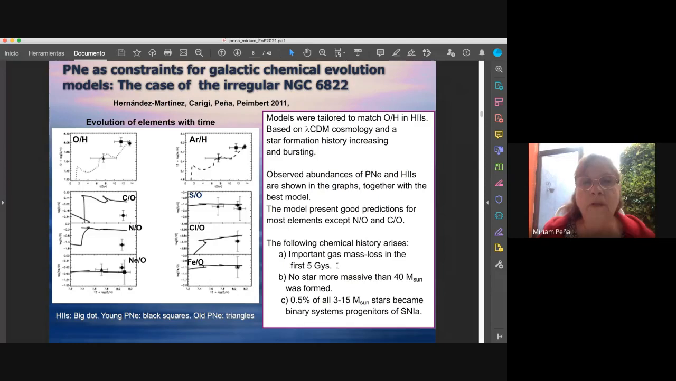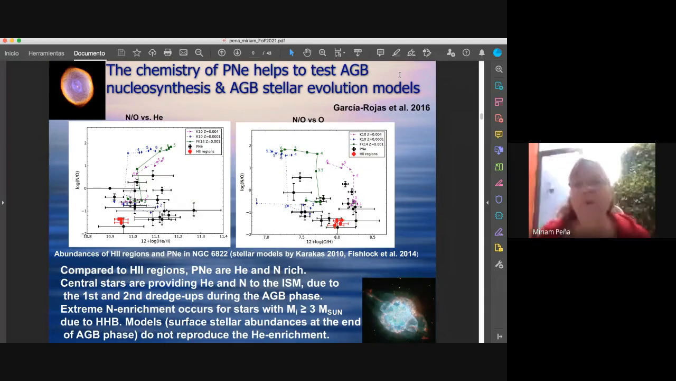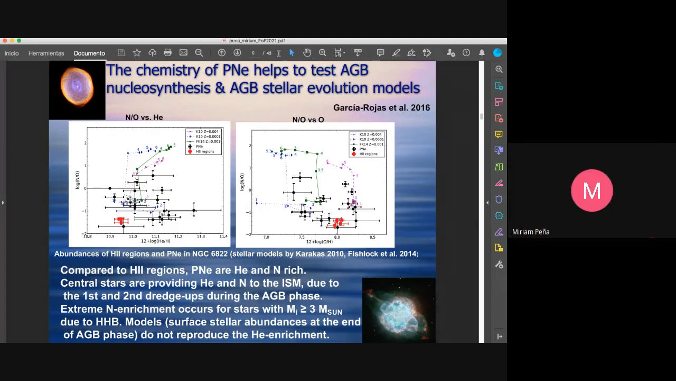We performed this same type of chemical evolution models for other galaxies that I don't have time to show here. Another work that we performed 2 years ago, Garcia Rojas et al. 2016, is to show that the chemistry of planetary nebulae helps to test AGB nucleosynthesis and AGB stellar evolution models.